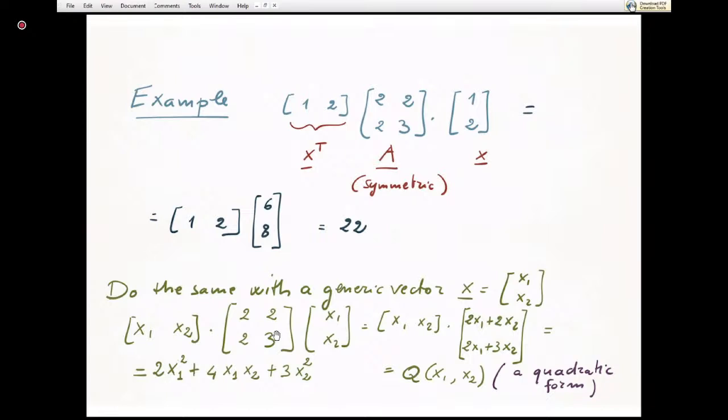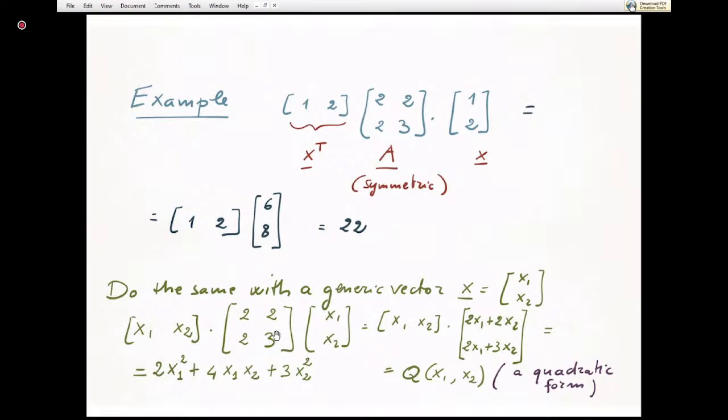Now I have to multiply this, left multiply, by x1, x2. And what I get here, don't get confused, it's the first entry times the first entry here, plus the second entry x2 times the second entry here. Here it becomes clear why it is called quadratic form. Because the two variables x1 and x2 will be either squared in the result or with a mixed term x1, x2. So it is a quadratic expression in x1, x2.